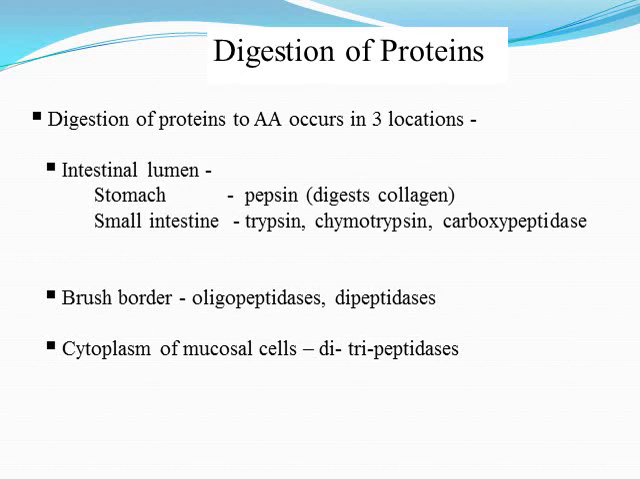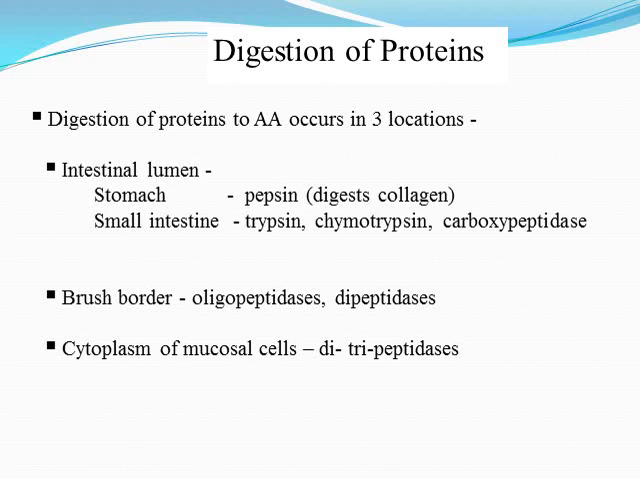We want to go from proteins to peptides to amino acids. This doesn't start until the stomach. And specifically in the lumen of the stomach, we have pepsin. We've already talked about that. That's going to start the breakdown of the proteins into peptides.